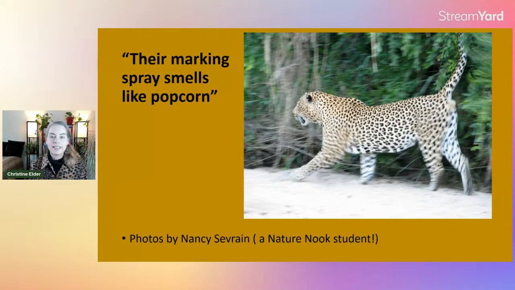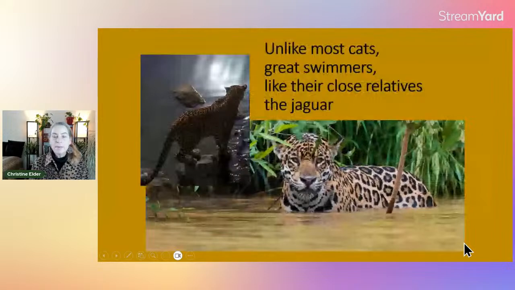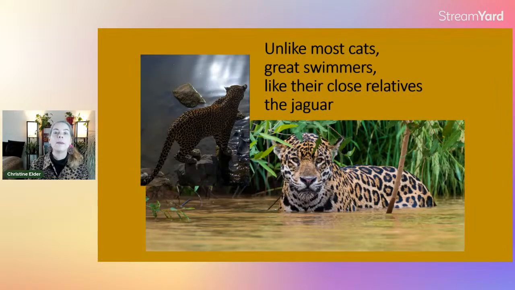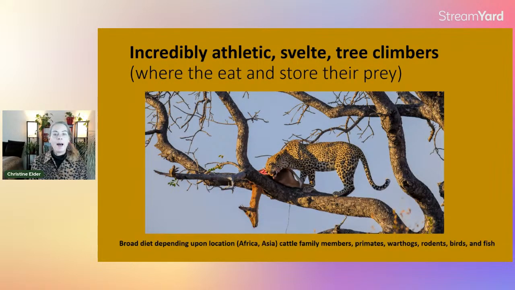So when they spray to show their territoriality, and this is a male lifting their tail up really high, and you can see their testicles right there, and they're scratching the ground like a cat would. Now, unlike most cats, they're great swimmers, the leopards, just like their close relatives, the jaguar. But like we said before, they're incredibly athletic, svelte tree climbers.